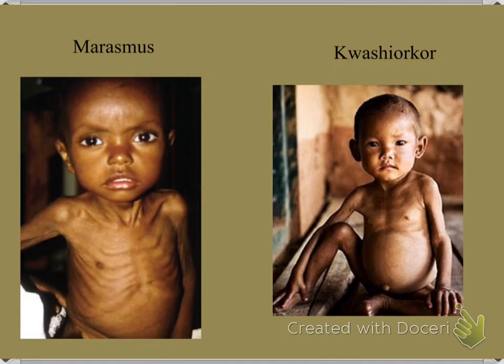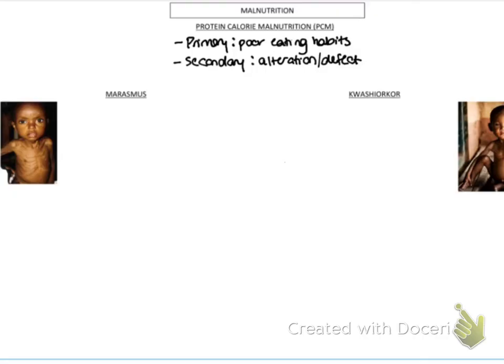So we have these two types. This is Marasmus, which is this little dude right here. My picture got cut off a little bit, but you have it in your slides, I think. This is a calorie and protein deficiency. It's a severe form of malnutrition. These are the pictures of these kids that they use on the commercials to make us feel bad to send money, right? For the starving kids in like Africa. These are severe forms of malnutrition.